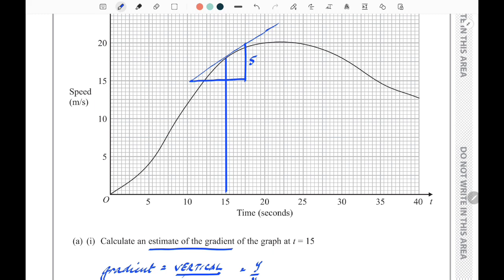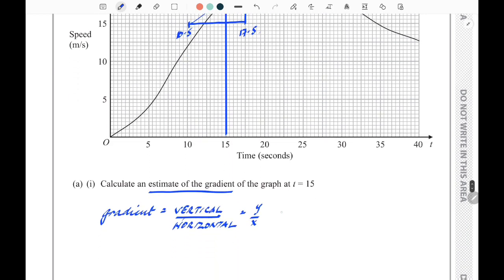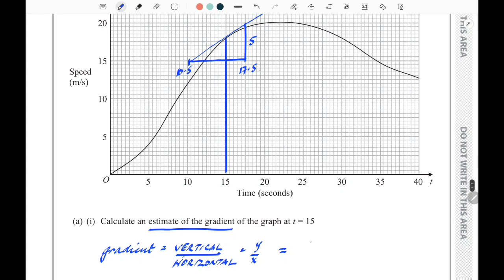It's not quite even 11. 10.5 to 17.5, all right? So 10.5 there and 17.5. So it's 7, okay? So what we're getting here is 5 over 7, all right?